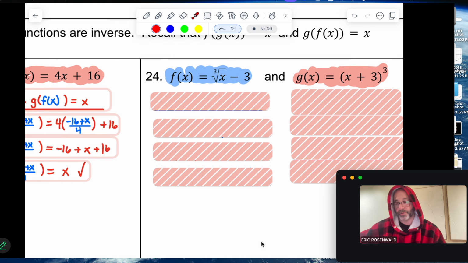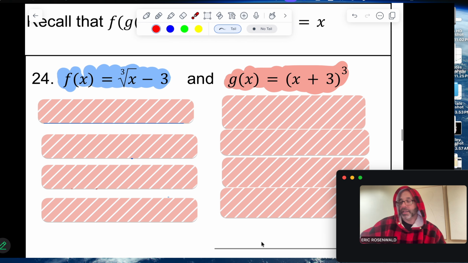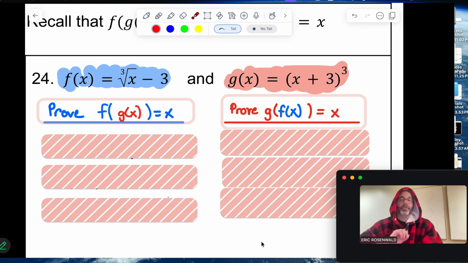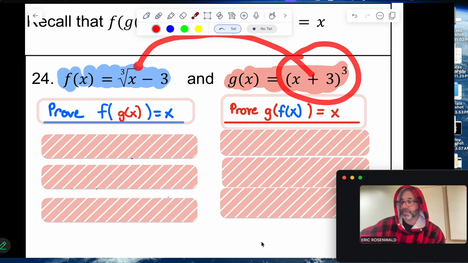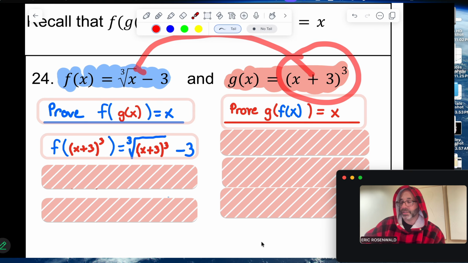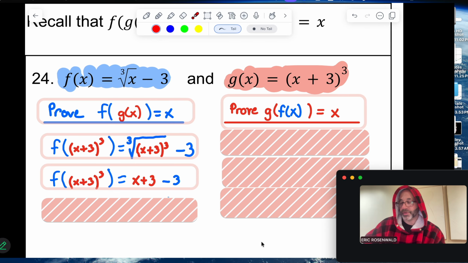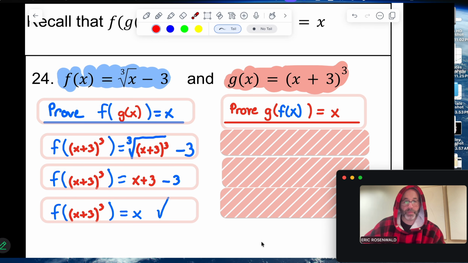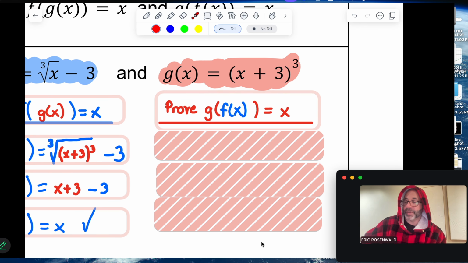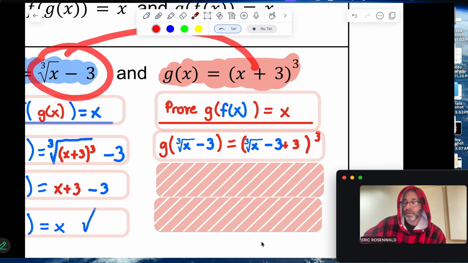Same proof over on this side. You've got to do the biconditional proof. Prove that f of g of x equals x and g of f of x also equals x. So we're going to take g of x, plug it in over here, and it's going to look like this. The cube and the cube root will cancel each other out. And then 3 minus 3 leaves me with just an x. For g of f of x, we're going to now take this function and put it over here, which will look like that.